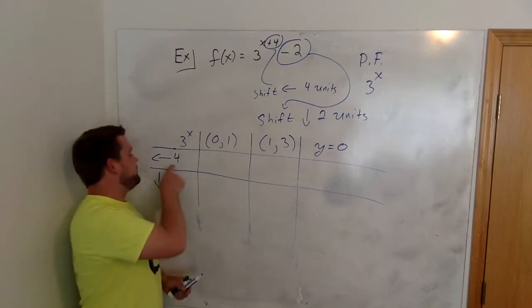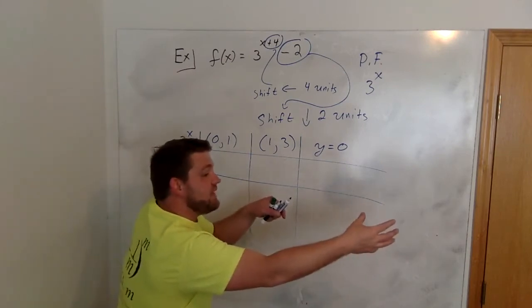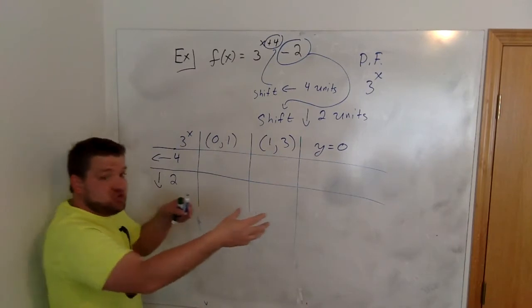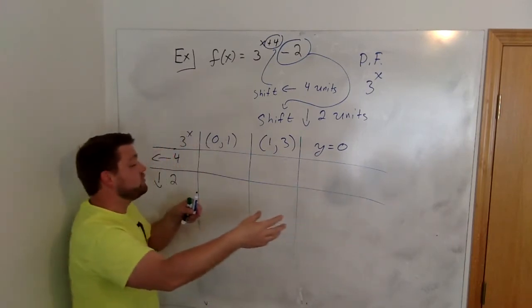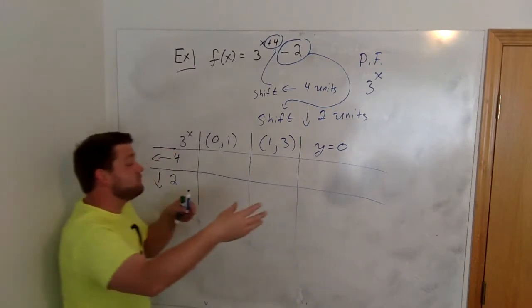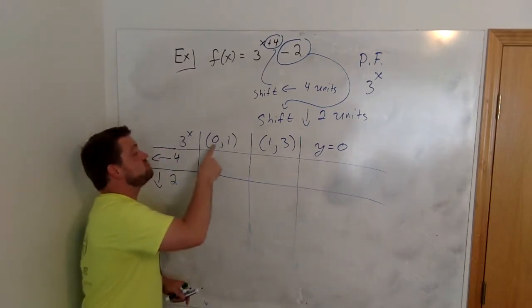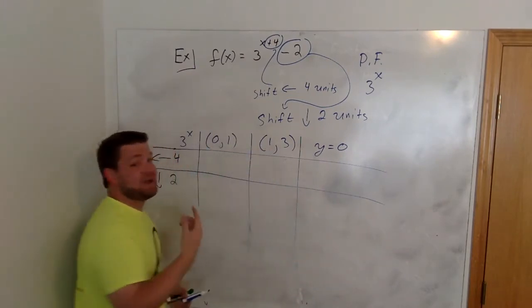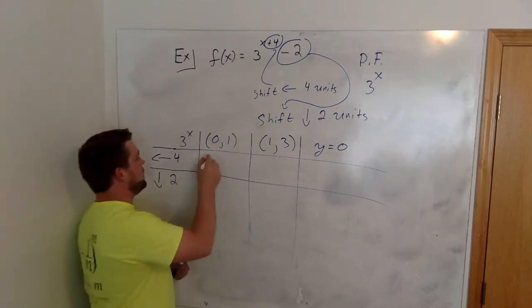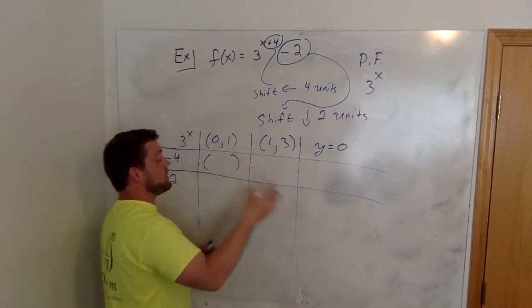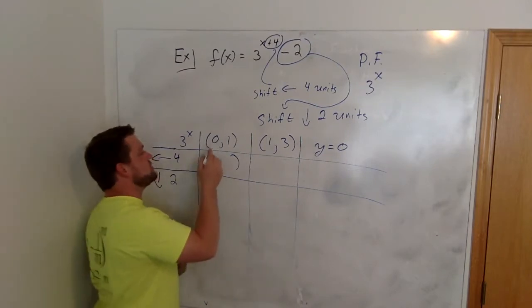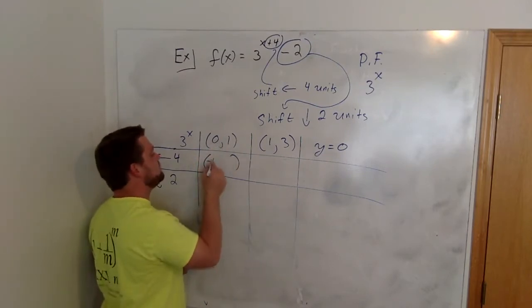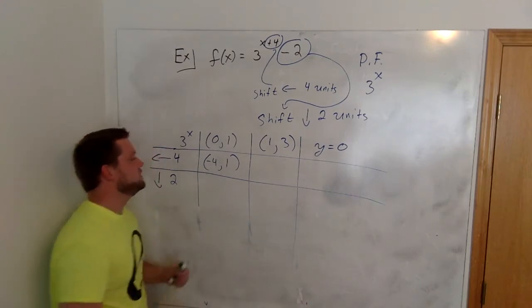Okay, so how are we going to do this? Well, when I'm physically moving a graph to the left 4 units, what am I doing? I'm affecting the x values. So to physically move a point to the left 4 units, I want to subtract 4 from all my x values. So I will take the point 0, 1 and move it to the left 4 units. It will no longer be at the point 0, 1, it'll now be at the point -4, 1.